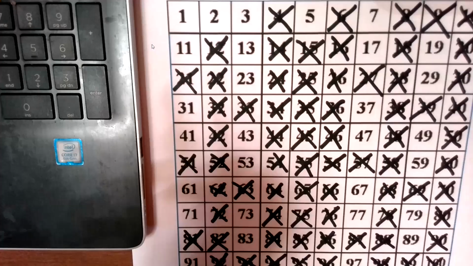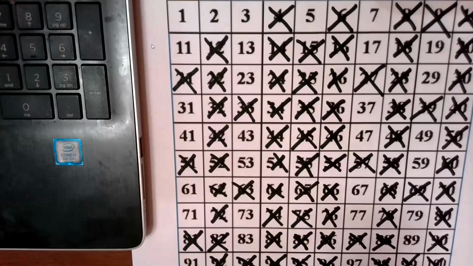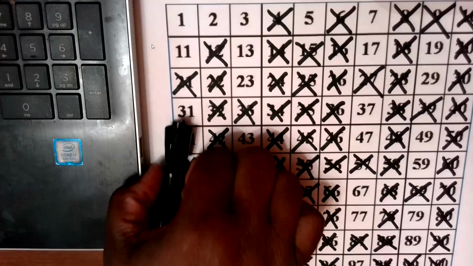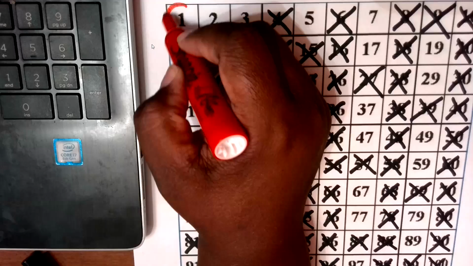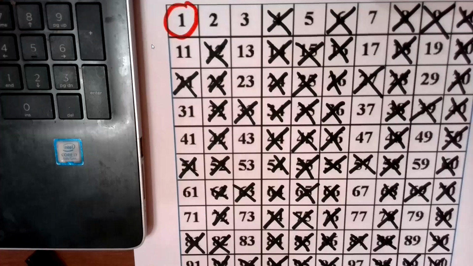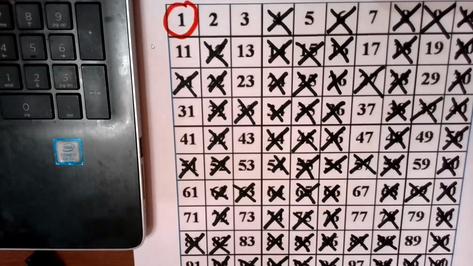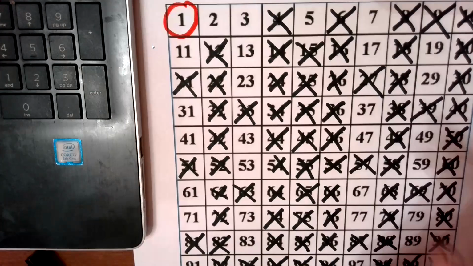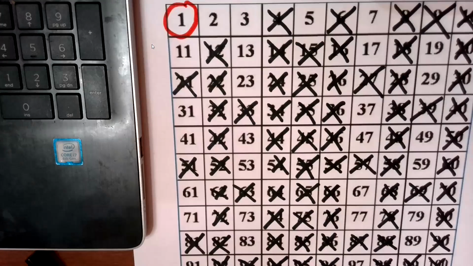Now, 1 is the only exception. 1 is neutral. That's our word for this video, neutral. Neutral means does not pick a side. It's right in the middle. 1 is neither prime nor composite. It's neither one. 1 is just neutral. Hey, I don't want to pick a side. I don't want to be prime. I don't want to be composite. 1 is neutral.